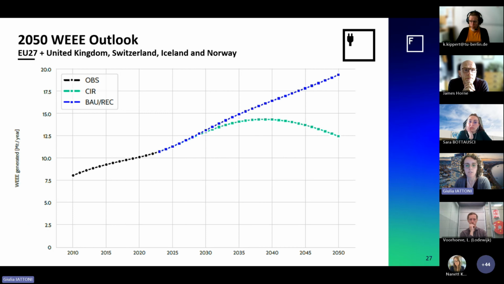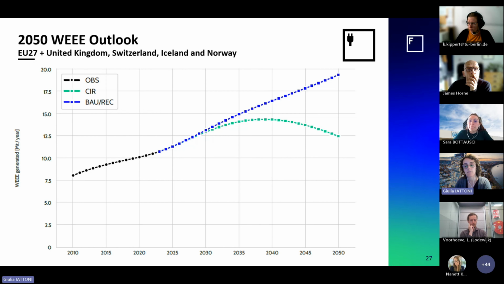So as outlook to 2050, we could see that the WEEE generation increased from 8 million tons in 2010 to 10.7 million tons in 2022. And this is projected to grow at an accelerated rate under both the business as usual and the recovery scenario, reaching 19 million tons in 2050.